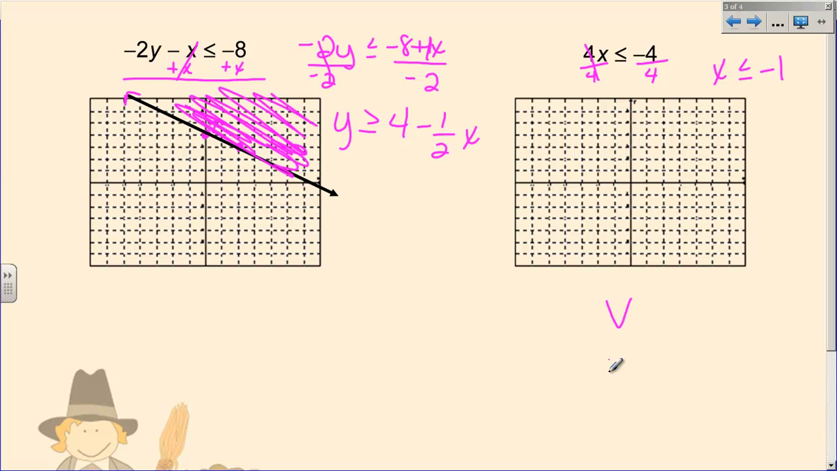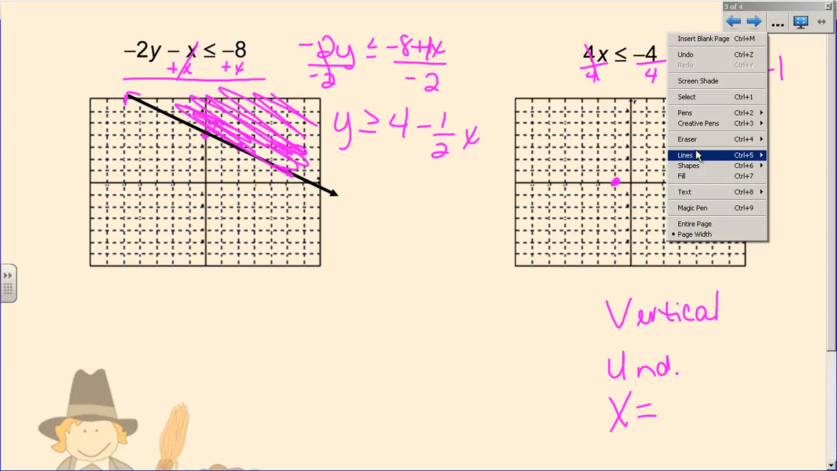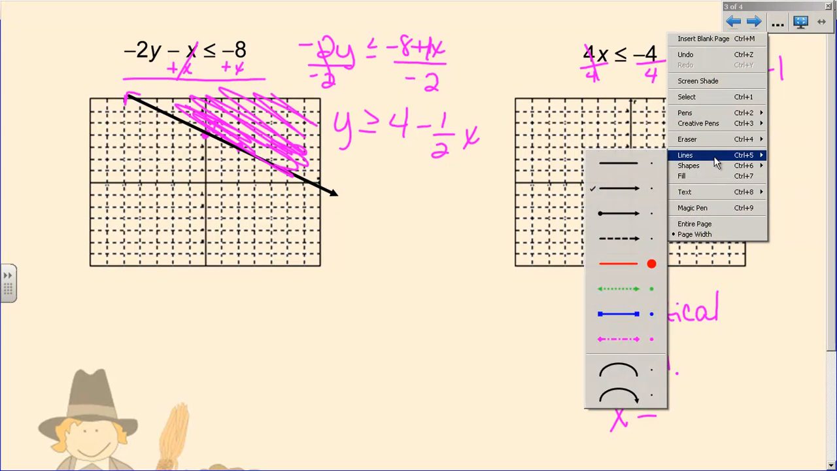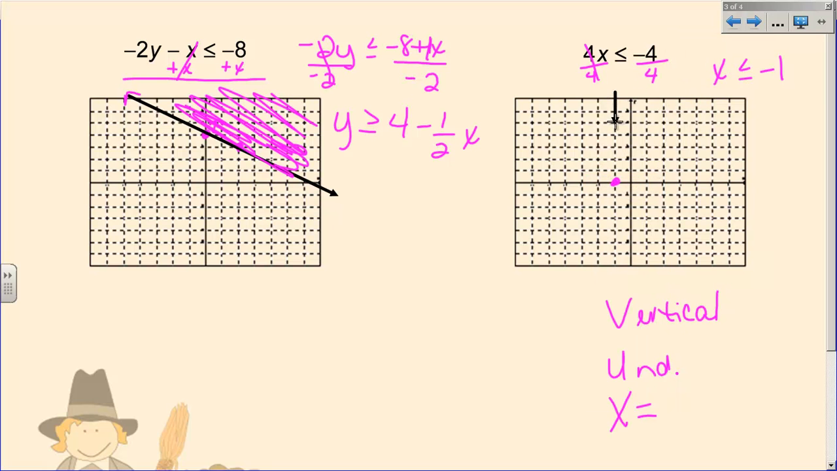And I want you to go back and I want you to remember this. When we learned VUX, V means you have a vertical line, U means the slope is undefined, and X means that the equation is always X equals, or in this case, X is less than or equal to. Since all I have is an X and I have no Y, that tells me that this is a vertical line that passes through where X equals -1. So it's going to be a line that goes straight up and down at X is -1. And since I have a less than or equal to, I get to do a solid line again right through that point at X equals -1.